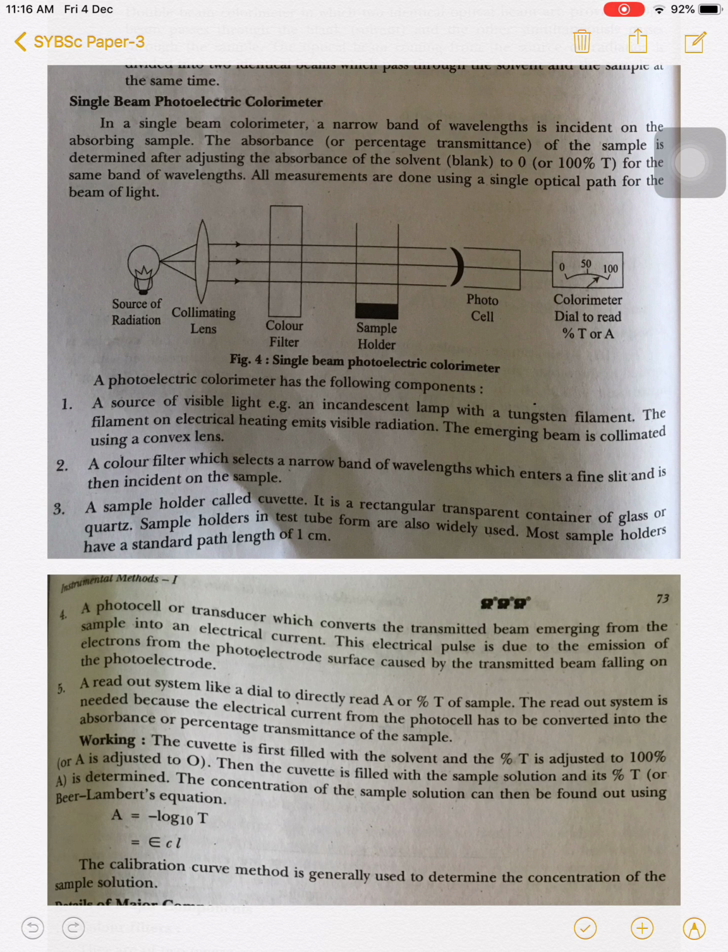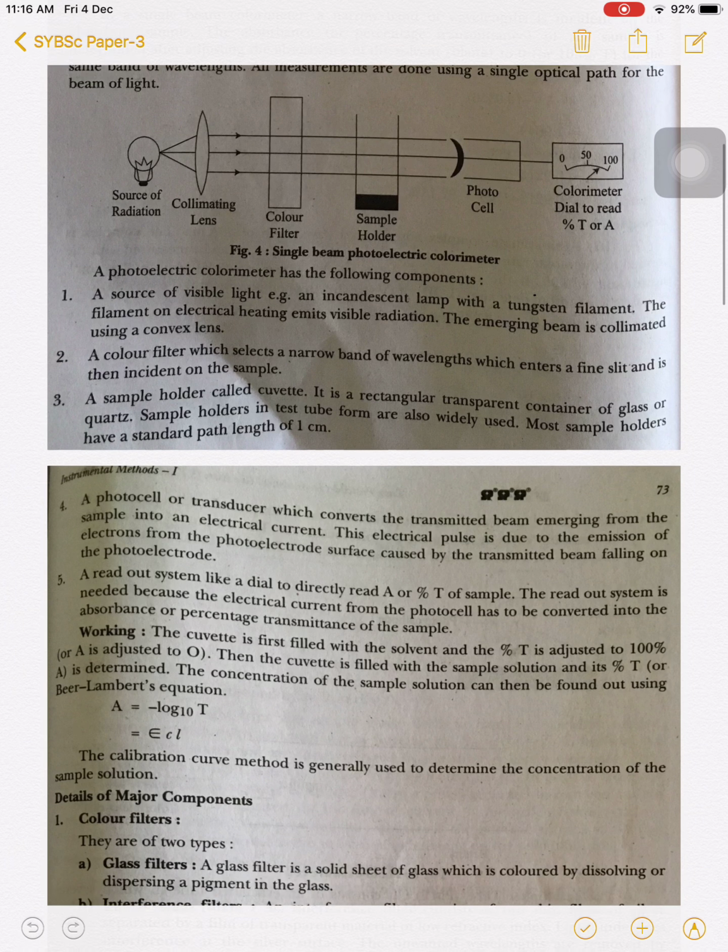So why is the colorimeter dial used here? This dial converts an electric current into the absorbance and transmittance value. So these are the 5 components used in the single beam photoelectric colorimeter. Now I will explain how it works.